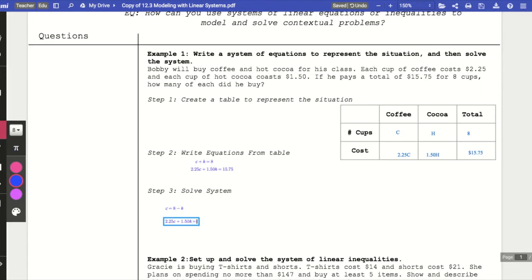Is equal to 15.75. Okay. So then now I'm going to replace the C in this equation with the 8 minus H, and I'm going to solve. So here we'll do this in a different color, we'll do this in purple. When I replace the C and actually start substitution, I'm going to have 2.25 times 8 minus H plus 1.50H equals 15.75.